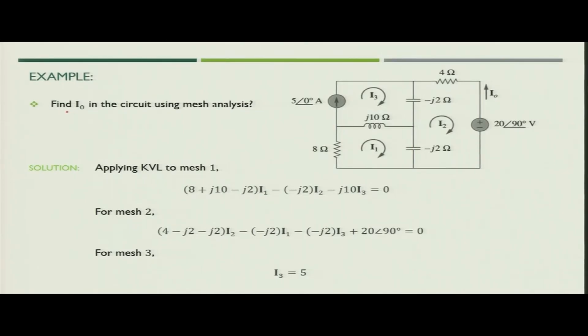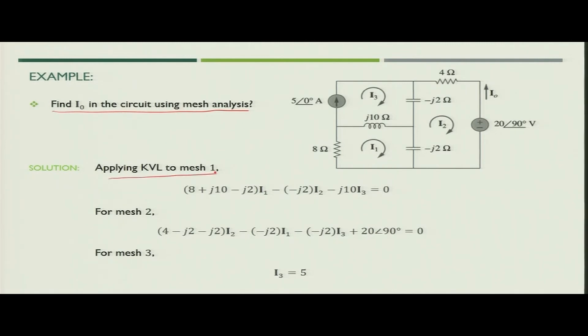Next, we see how we will utilize the concept of mesh analysis. In the previous two examples, we used nodal analysis. In this example, we will try to understand how we will apply the mesh analysis. If you see this figure, there are 3 loops. So, we give the value of current as I1 for this loop, I2 for this loop and I3 for the top loop. Now, what we have to do? We have to apply the KVL.